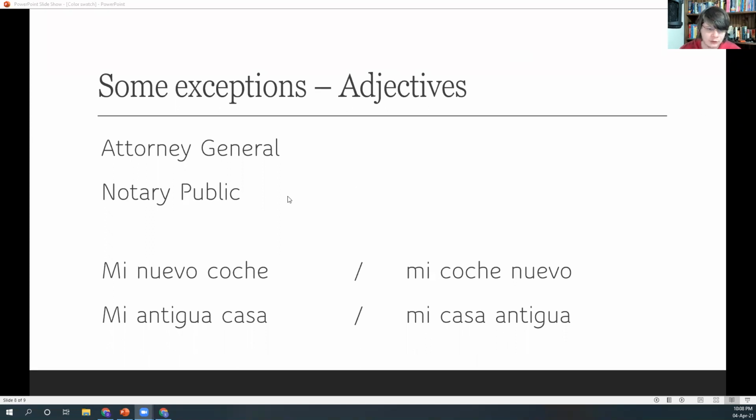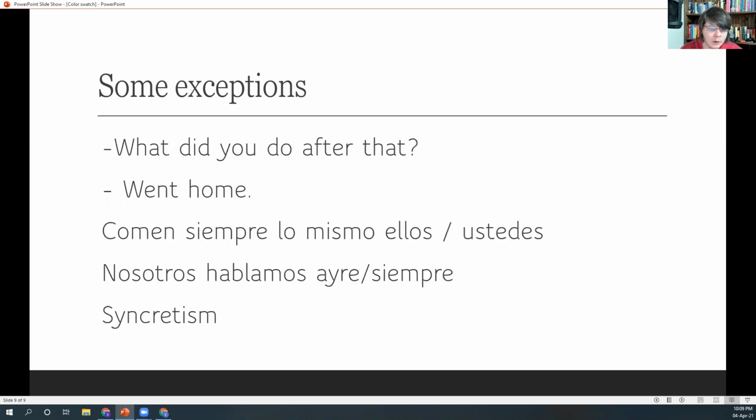And then when we think about Spanish, it's not the case that all adjectives always go after. Think about mi nuevo coche, mi coche nuevo. Mi antigua casa, mi casa antigua. So again, it's not the case that every single adjective goes after the noun in Spanish. We can see from these two cases that it's not true. But I'm sure you'd agree that in more than 90% of cases, adjectives in Spanish are post-nominal, and in English, 90% of adjectives are probably pre-nominal, if not more.